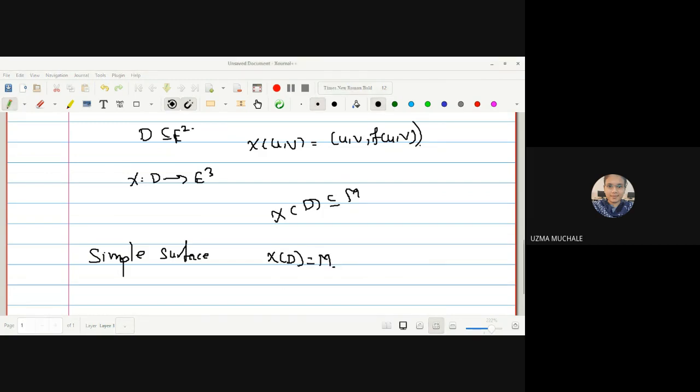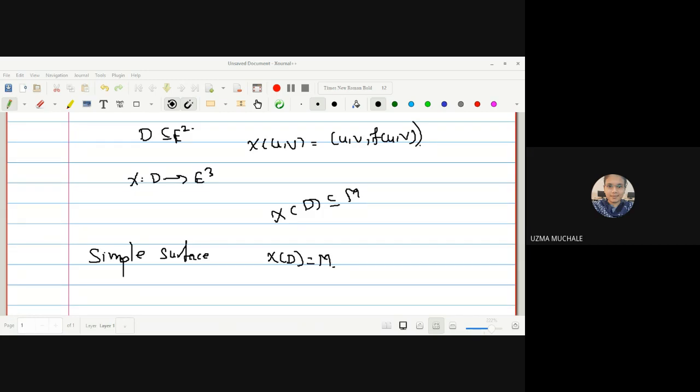Okay. So first we have seen the definition of a Monge patch. What is the definition for the Monge patch? If f is a real valued differentiable function on an open set D and D is a subset of E2, then the function x from D to E3 is defined in such a way that x of uv is equal to uv f of uv. And if it is a proper patch, then we say that it is a Monge patch. So Monge has introduced just one extra condition, that your third variable is some function of u and v.